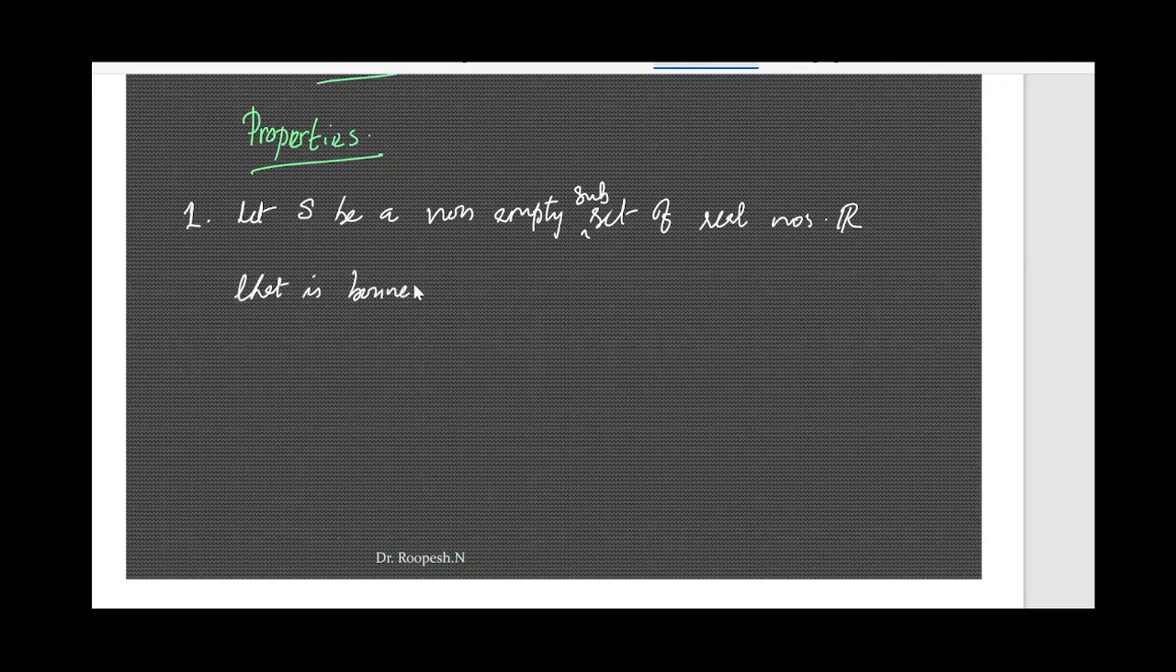First property: let S be a non-empty subset of real numbers that is bounded above, and let A be a number in R.